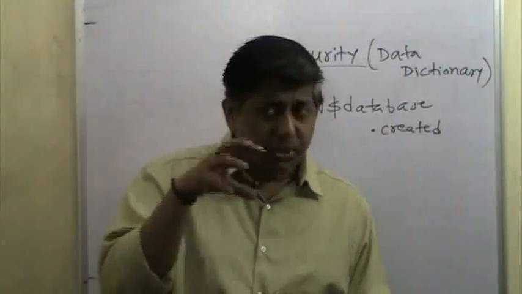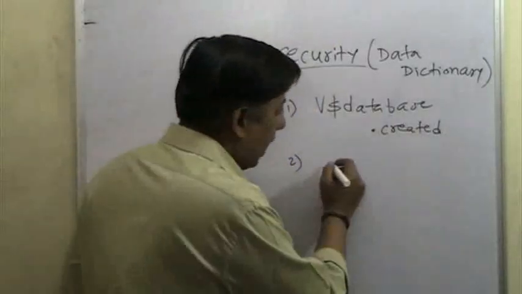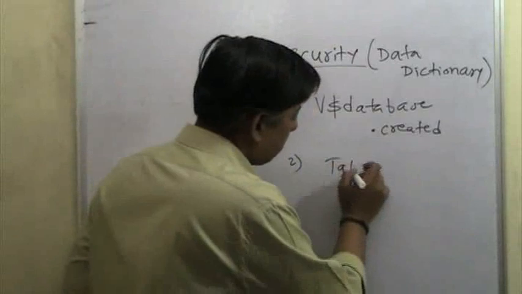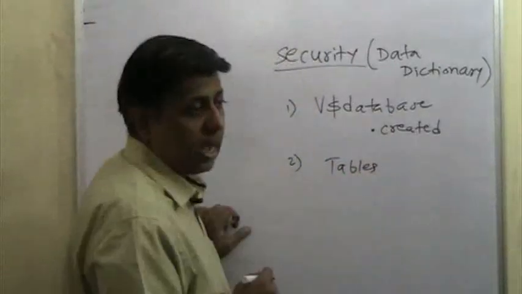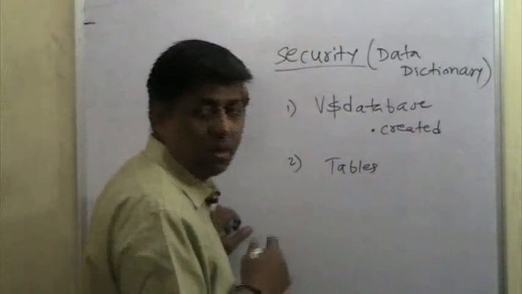Now, what kind of information about that schema would I like to know? I would like to know information about all the tables: how many tables there are, what their names are, and so on. When the table was created, all that information.